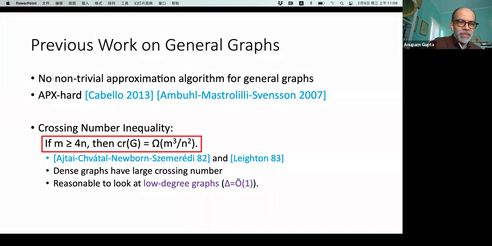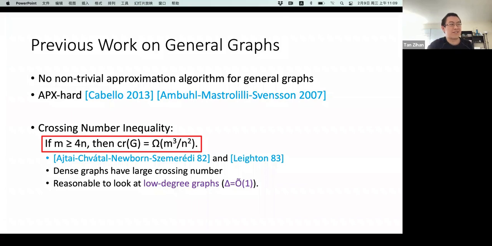This lower bound is the only knowledge we have, and it is not tight. For example, for a bounded degree expander, this is far from tight.